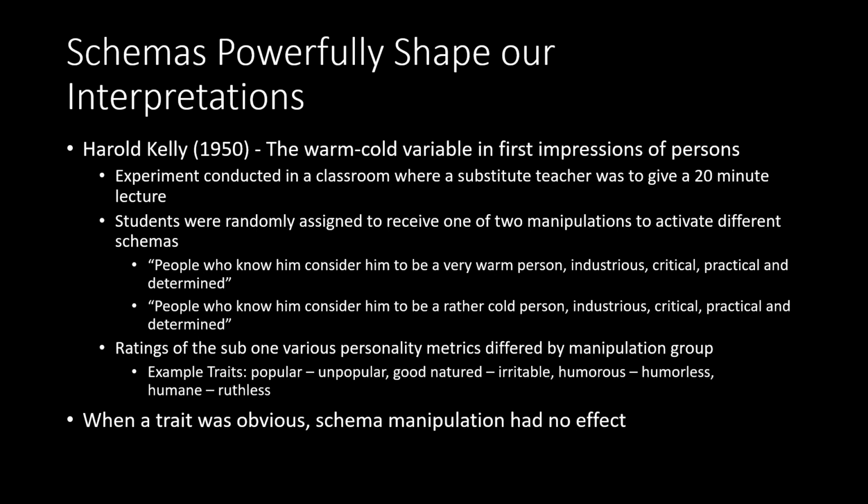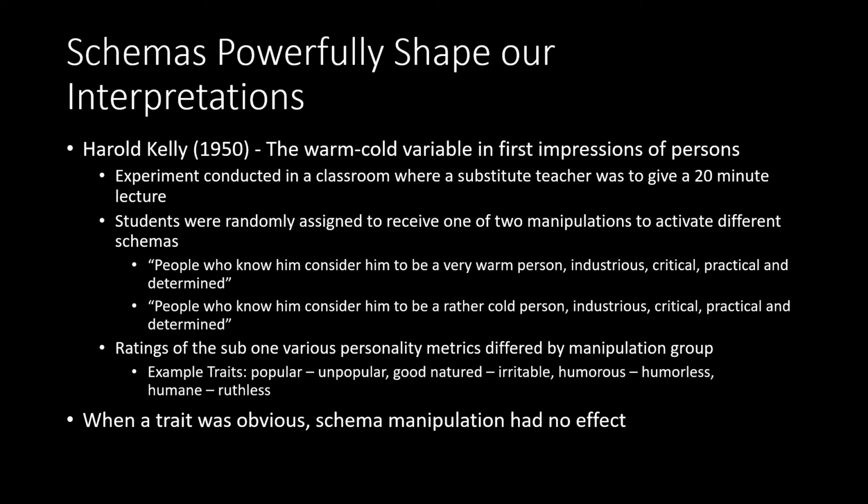So the substitute teacher comes in and gives their 20-minute talk, and then they leave, and the experimenter gives the students all a set of quality or trait ratings. Some examples of these would be choose between popular and unpopular, good-natured, irritable, humorous, humorless, humane, or ruthless, and you select on a grade between any of these. They were, I think, a total of 15 different traits that were rated on.